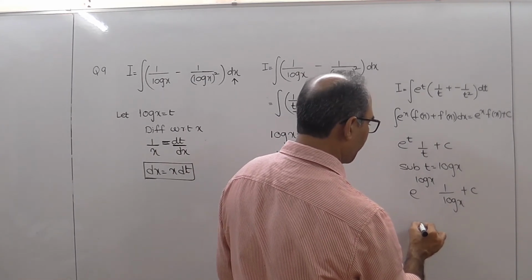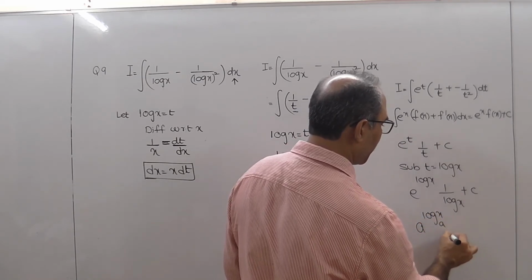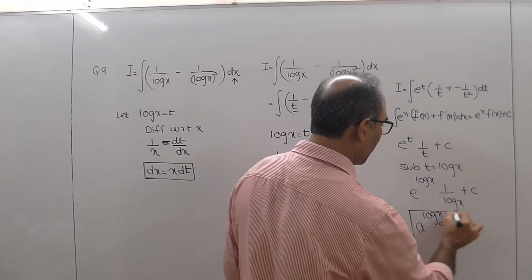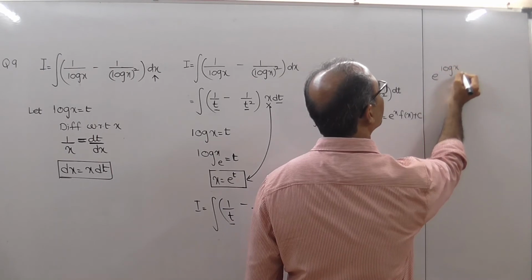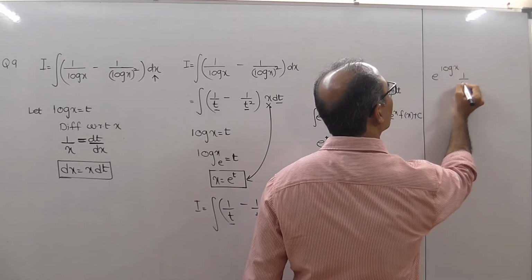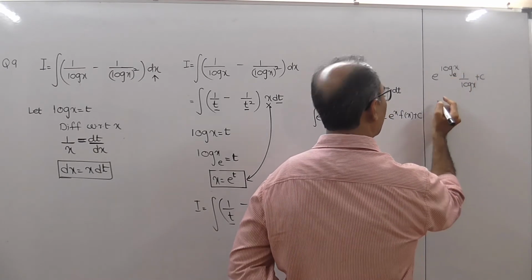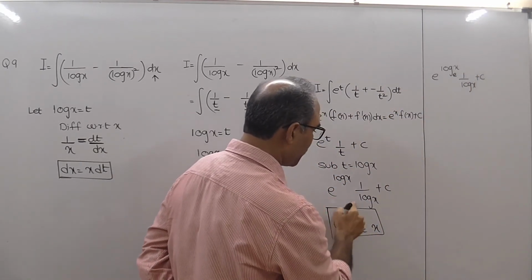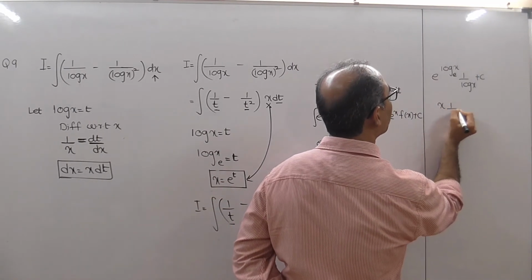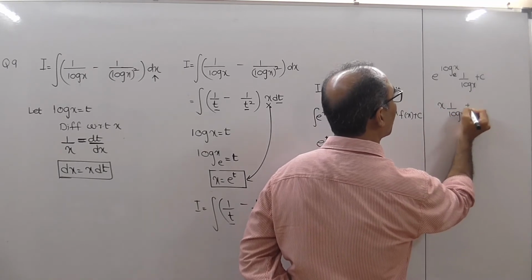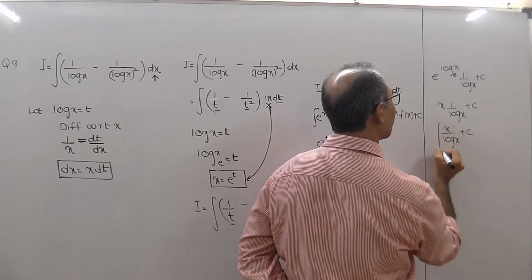There is a formula which is a raised to log of x to the base a equal to x. This is a new formula in logarithm. Please note it down. We have to write this as e raised to log x, 1 upon log x plus c, with e as the base. So this is in the form of a raised to log x to the base a, the answer being x. So the answer is x into 1 upon log x plus c. So the final answer will be x upon log x plus c.